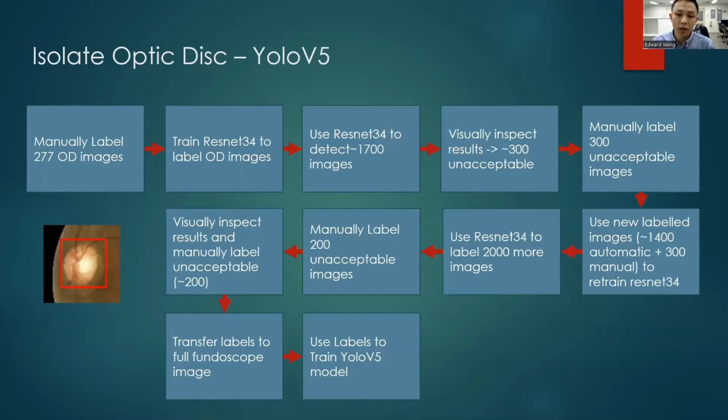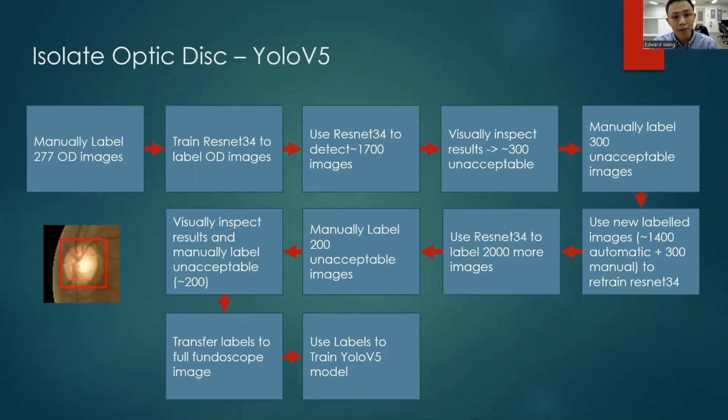The thing about the neural network is we weren't provided any training labels about where the optic disc was, so we had to generate our own. And we did this by manually labeling the first 277 images from the optic disc detected by the heuristic method. The heuristic method is very, very generous about how it crops an optic disc, so we just tightened that up and drew some bounding boxes.